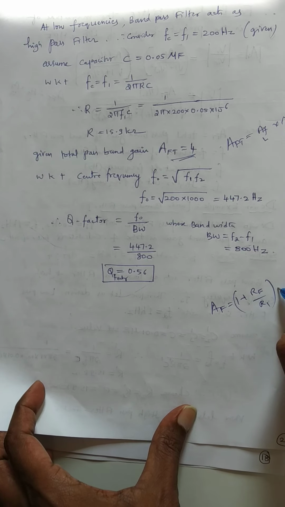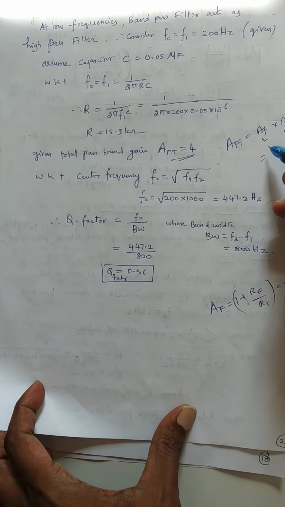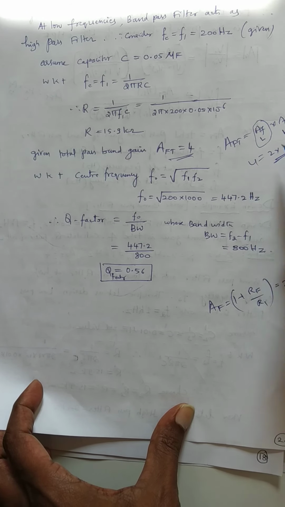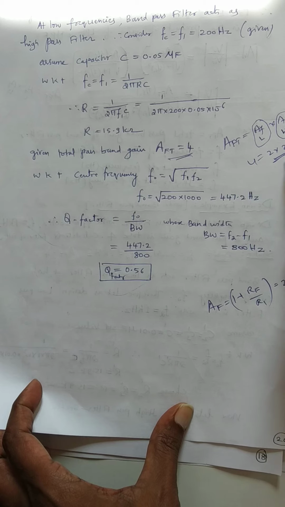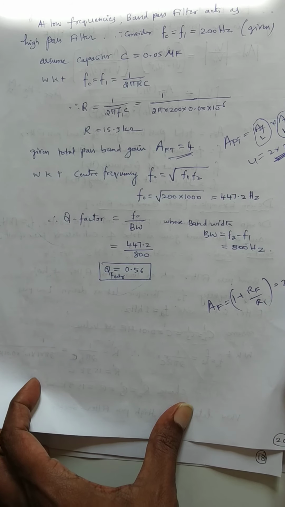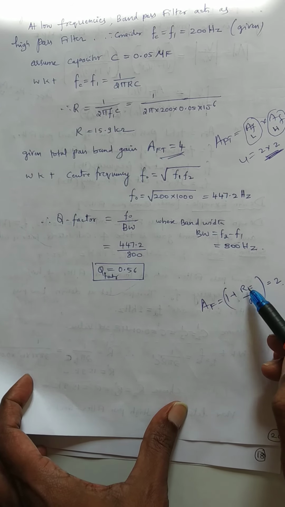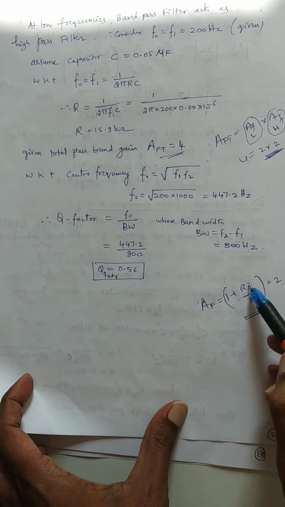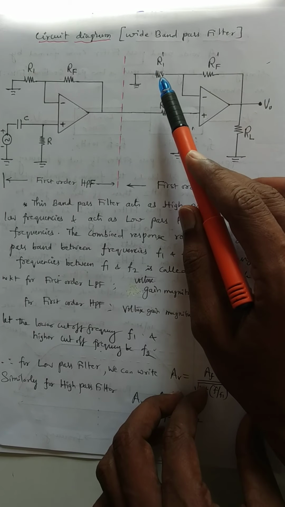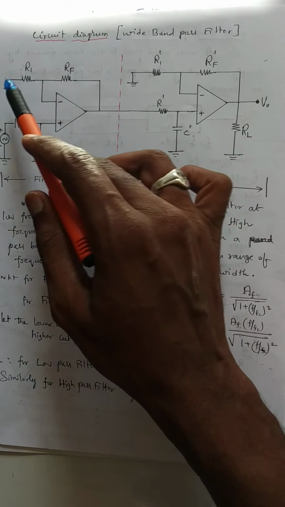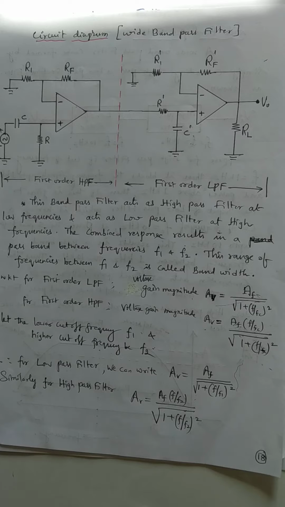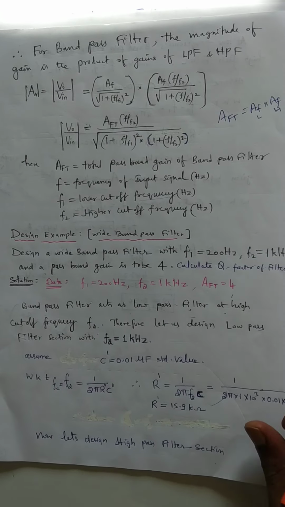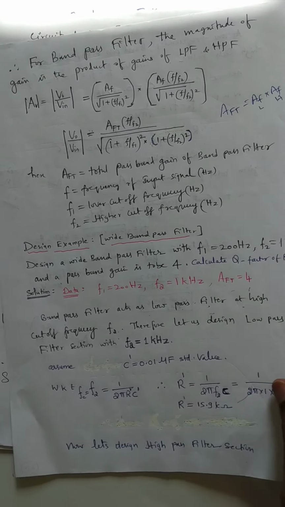If I take this as 2 and this as 2, 2 into 2, 4 I want. Hence, the passband gain of the low pass filter is 2, and the passband gain of the high pass filter is also 2. To get this as 2, we have to take RF equal to R1. If RF is equal to R1, 1 plus 1 becomes 2. When RF is equal to R1, we need to assume here. You can take 10K, 10K, here also 10K, 10K. That gives the passband gain for this problem. So given the problem, we want a passband gain of 4.